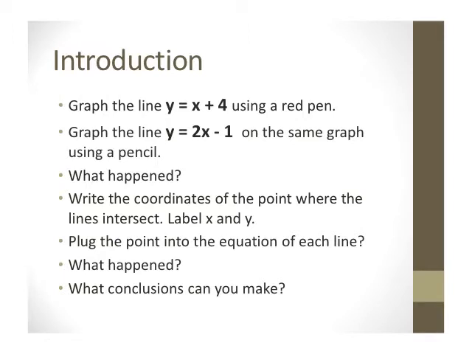So we're going to start by graphing these lines. I'm going to graph the line y equals x plus 4 using a red pen, and then I'm going to graph y equals 2x minus 1 using a black pen, but you can do it using a pencil. And we're going to talk about what happens. So let's say we have this graph like this. In red, I'm going to say, okay, 1, 2, 3, 4.